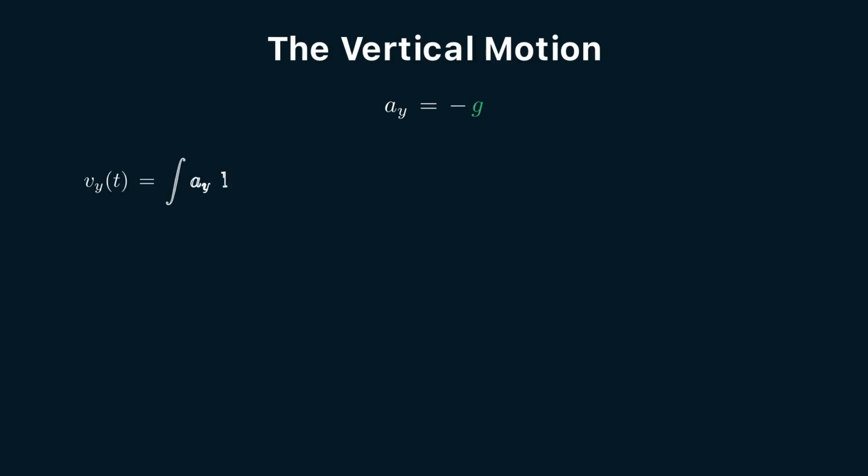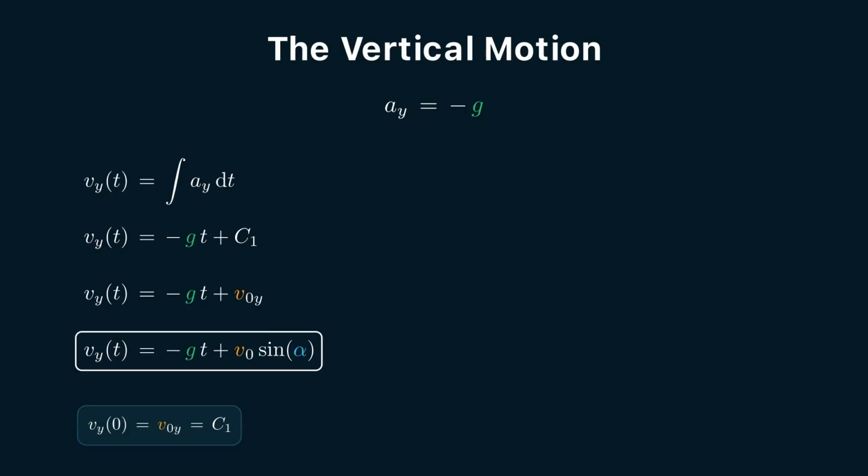The velocity is the time integral of the acceleration, giving minus gt plus an integration constant. If we plug in the time t equals 0, we find that c1 is once again the initial velocity, only this time the vertical component of it. We insert that, write it out, and obtain the vertical velocity as a function of time.